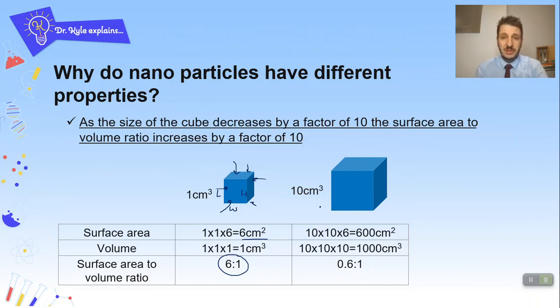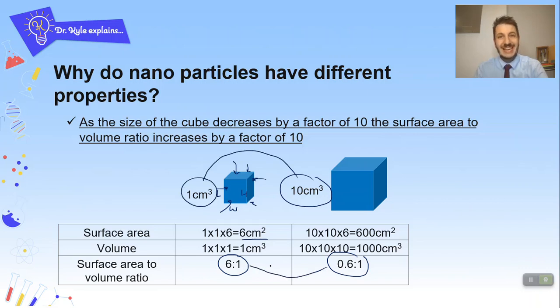Now, when you do the same calculation on a 10 centimeter cube, so 10 times 10 times 6 is 600 centimeters squared, and then to get your volume, 10 times 10 times 10 is 1,000 centimeters cubed, it works out when you divide one by the other to 0.6 to 1. And so can we see, as the size of the cube increases by a factor of 10, the surface area to volume ratio has decreased by a factor of 10. And that means that you have these special properties forming for these nanoparticles.